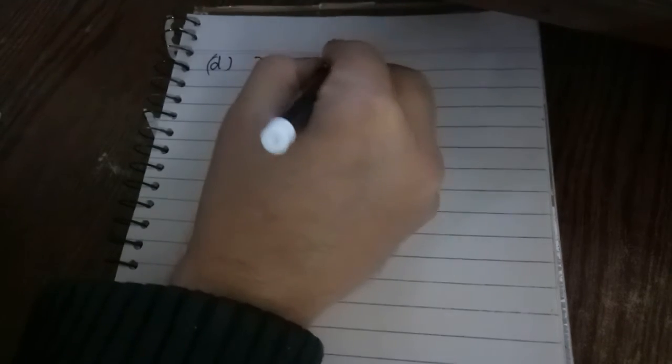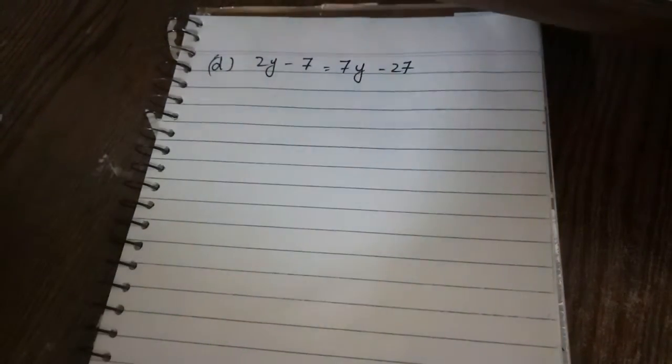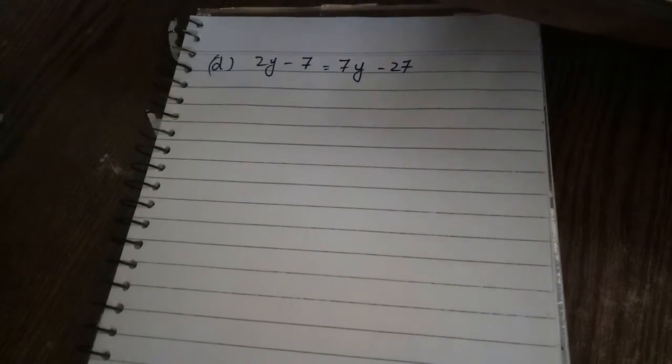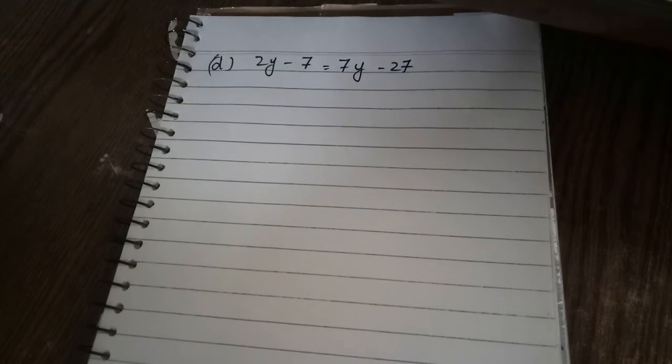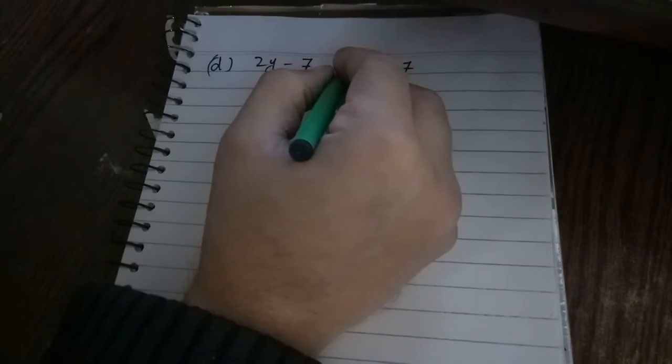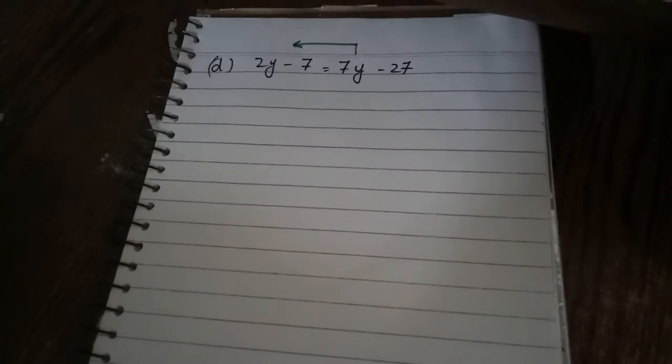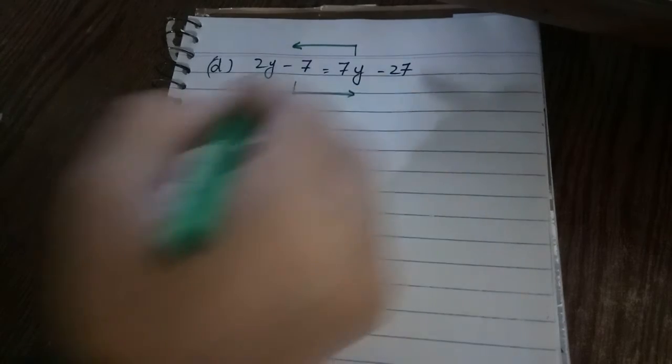Okay, next part, part D. In part D we have 2y minus 7 equal to 7y minus 27. So the same process, combining the like terms. So I am shifting this 7y towards the left hand side and this negative 7 towards the right hand side.